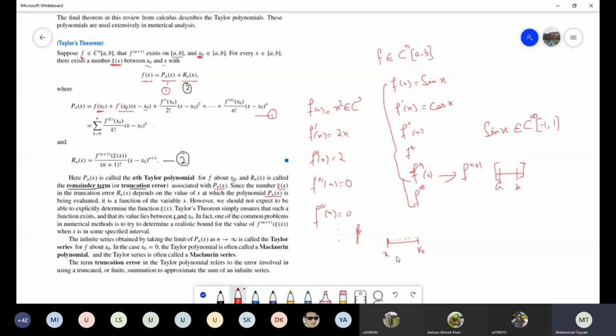One of the common problems in numerical methods is to try to determine realistic bounds for the value of f^(n+1)(ξ(x)) when x is in some specified interval. The first thing we have done is to find the approximation of the solution of the given problem by using the Taylor polynomial.